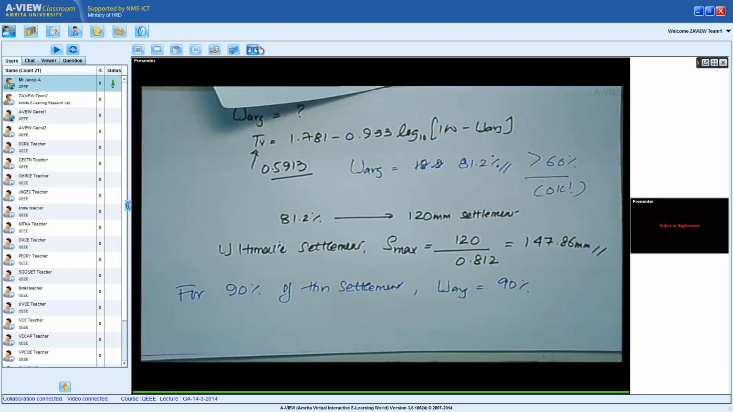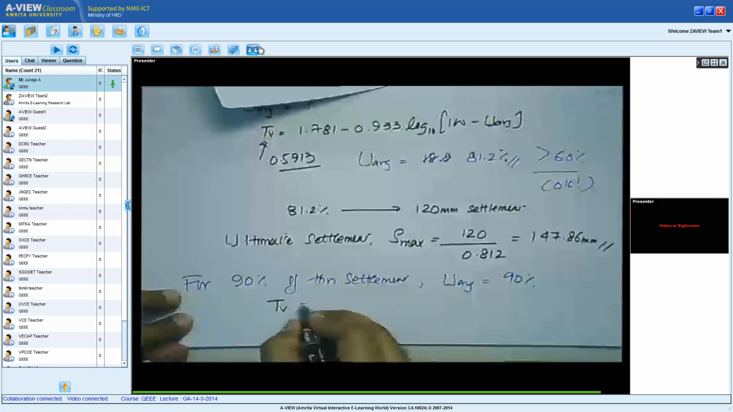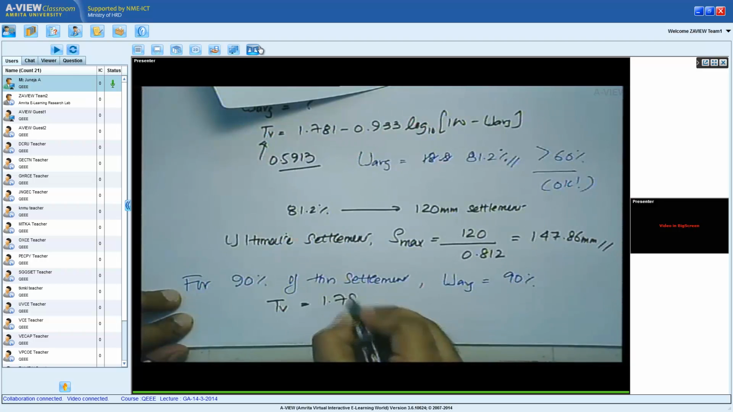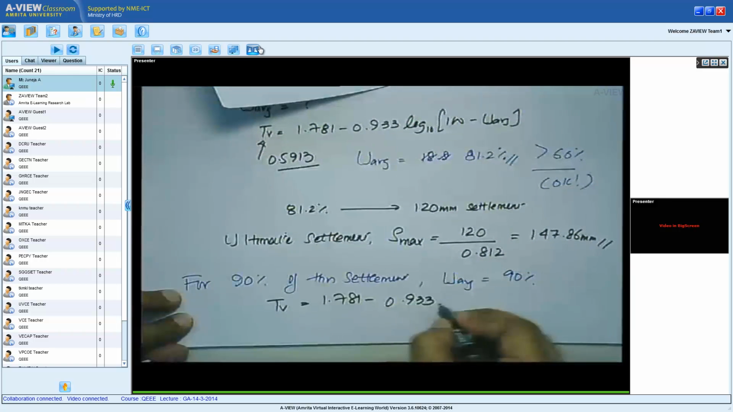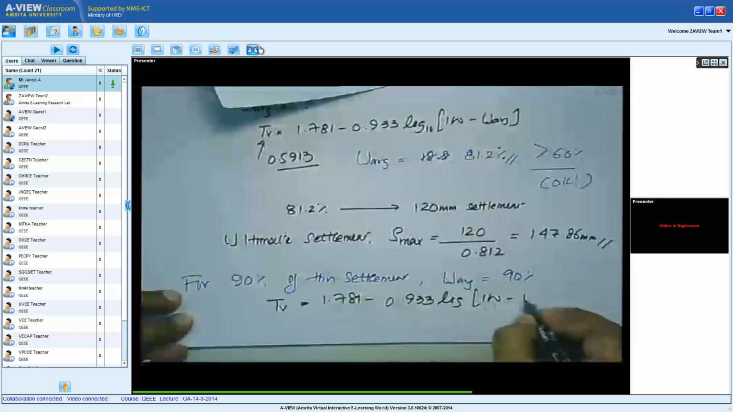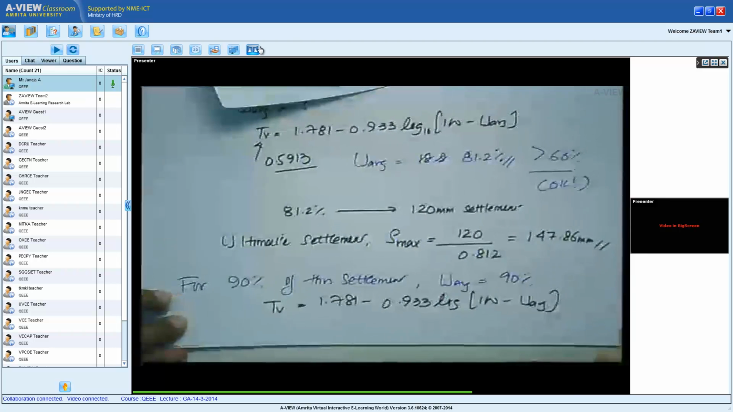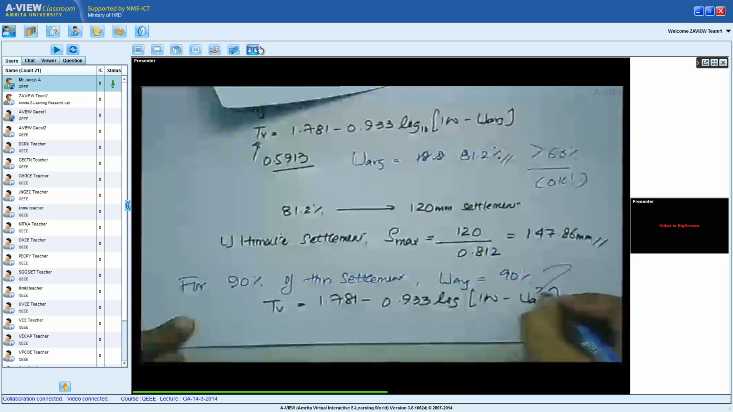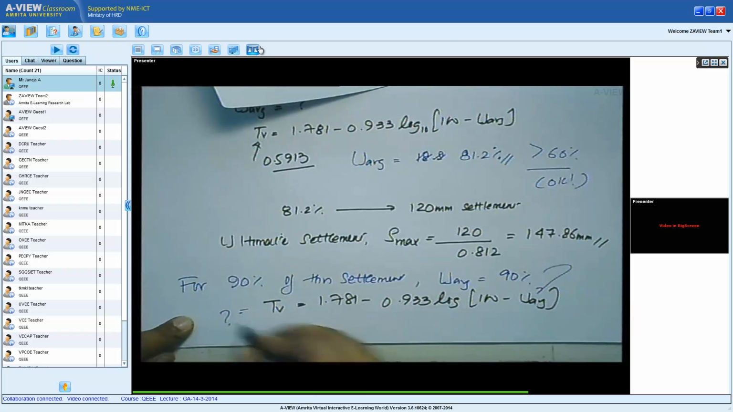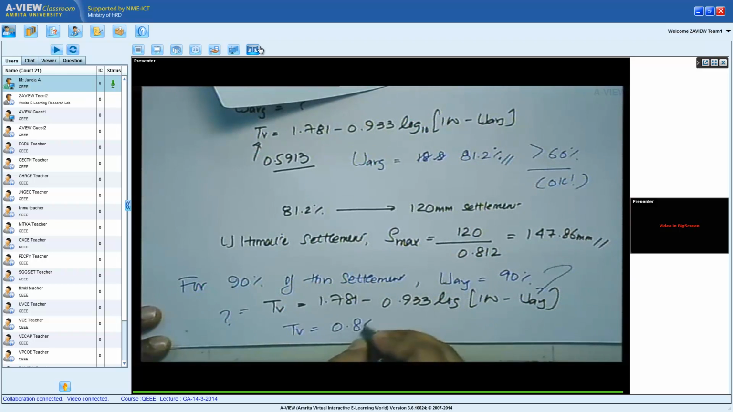So in other words, now I have to work the other way. The equation, remember the equation of TV equals 1.781 minus 0.933 log of 100 minus U average. In this case, I plug this 90% over here and get what is my TV. Okay, so TV is the dimensionless time. The question says how much time will it take. So my first step should be to calculate the dimensionless time. So TV for 90%, if you recall, we said a few minutes back, 90% is an easy number to remember, it's 0.848.